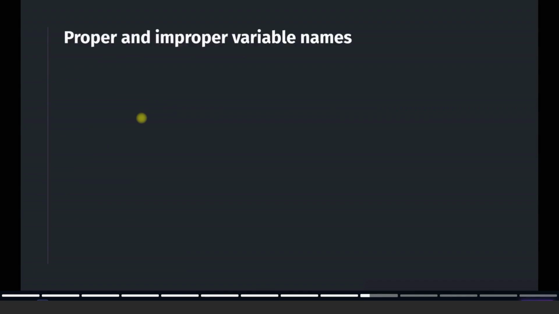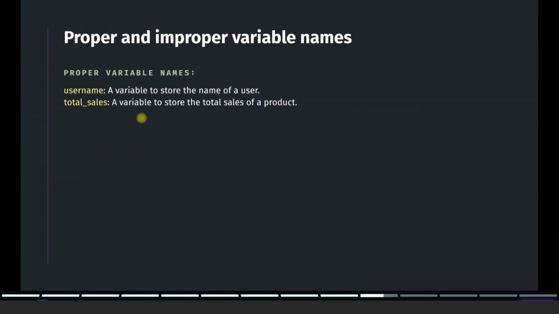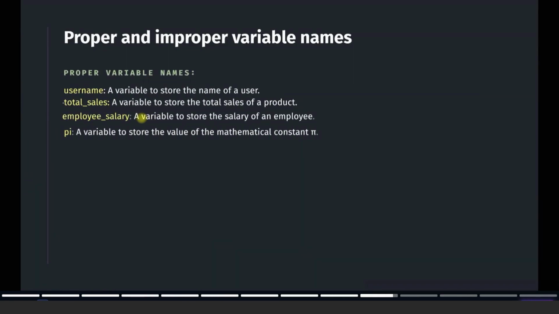Let's see some proper and improper variable names. The above listed variables are proper variable names. username, a variable to store the name of a user; total_sales, a variable to store total sales of a product; employee_salary, a variable to store the salary of an employee; and pi, a variable to store the value of the mathematical constant pi.